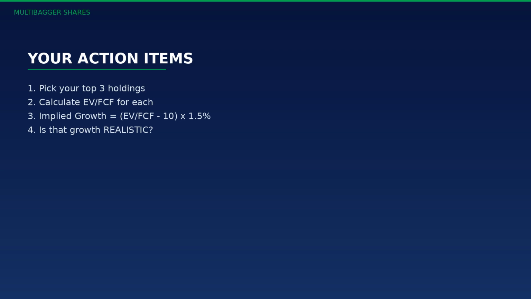Your action items: pick your top 3 holdings and calculate EV over FCF. Use the mental shortcut. Implied growth roughly equals EV over FCF minus 10, times 1.5%. Ask yourself if that growth rate is realistic.